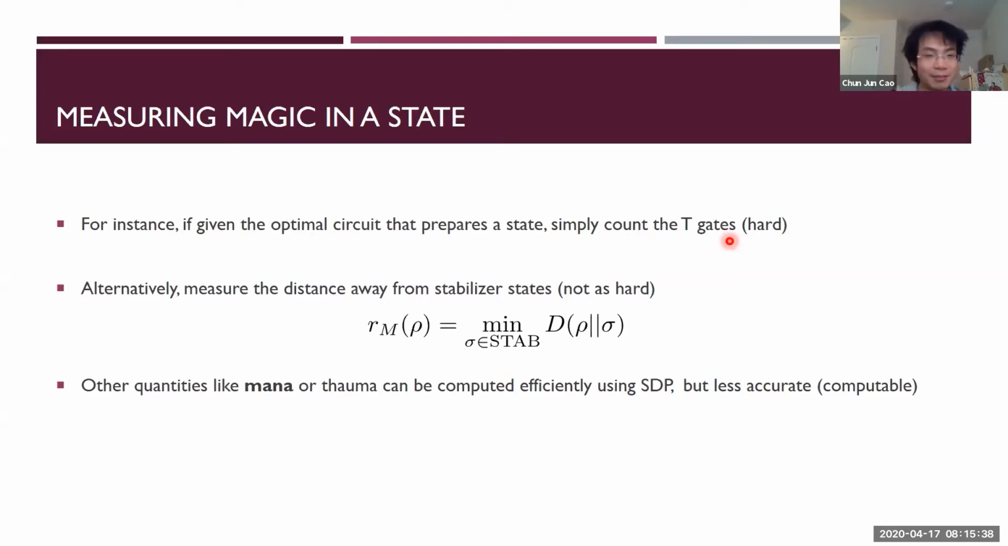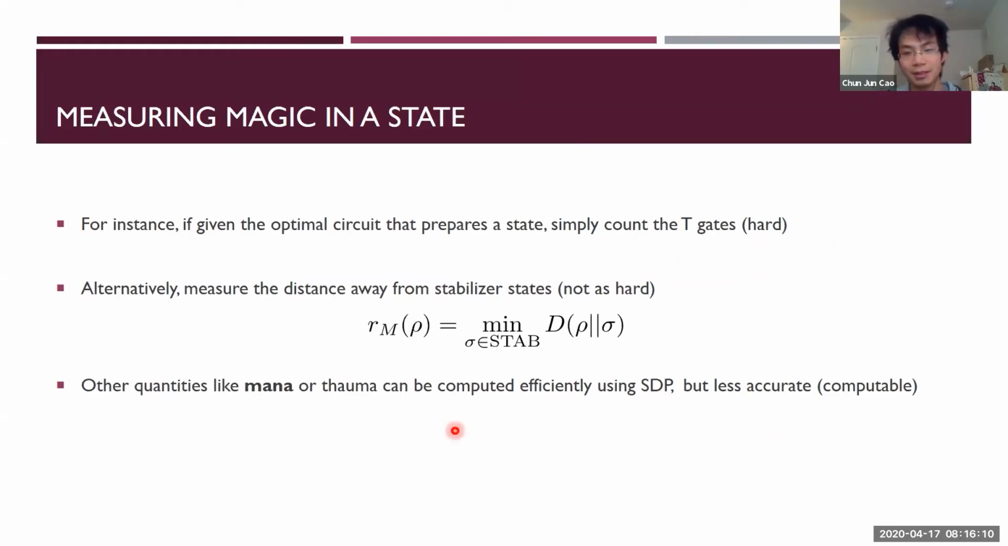Alternatively, you don't have to do that, right? You can use the non-stabilizerness to measure magic. So again, suppose you have a state that you would like to understand how magical it is. You just measure the minimal distance it is from the set of stabilizer states by means of relative entropy. It's slightly better defined than the first definition. Nevertheless, it's still kind of hard to compute.